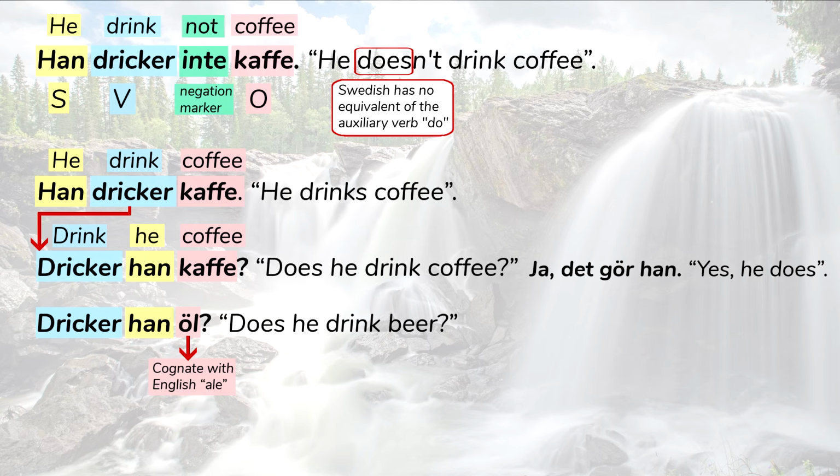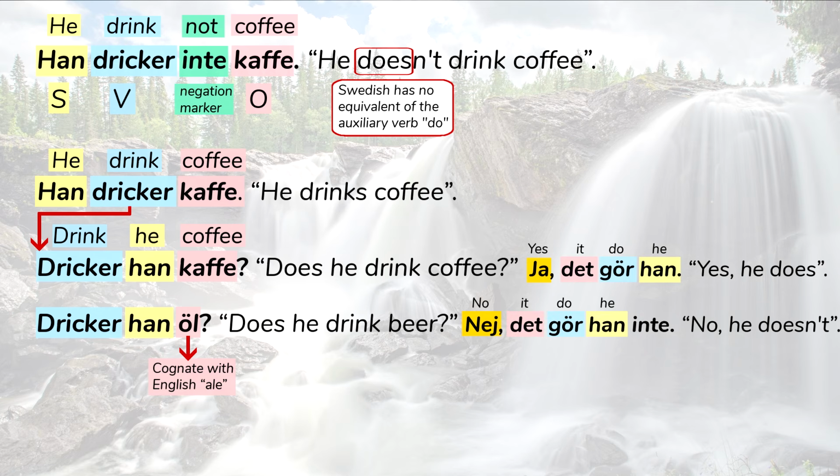Öl is a cognate of the English word ale. Nej, det gör han inte. No, he doesn't. The most common way to answer yes or no questions is to first say ja or nej, followed by de, then a verb, followed by the pronoun, then the negation marker, inte, if it's negative. In many cases, the verb is a form of göra, which means do.